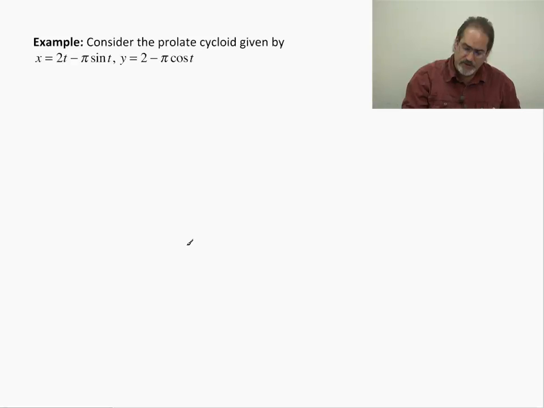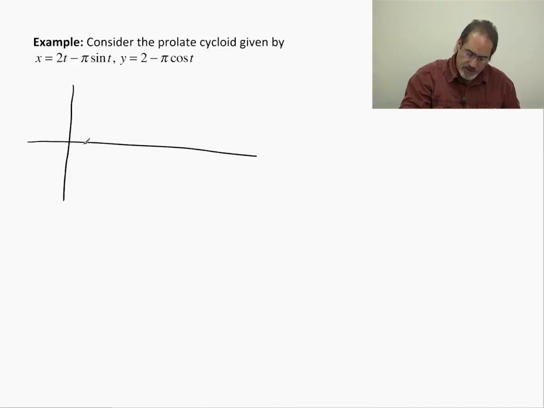Okay, consider the prolate cycloid given by this function, x equals 2t minus pi times sine t, and y equals 2 minus pi times cosine t. Now, if I were to graph this, what this looks like is something like this.